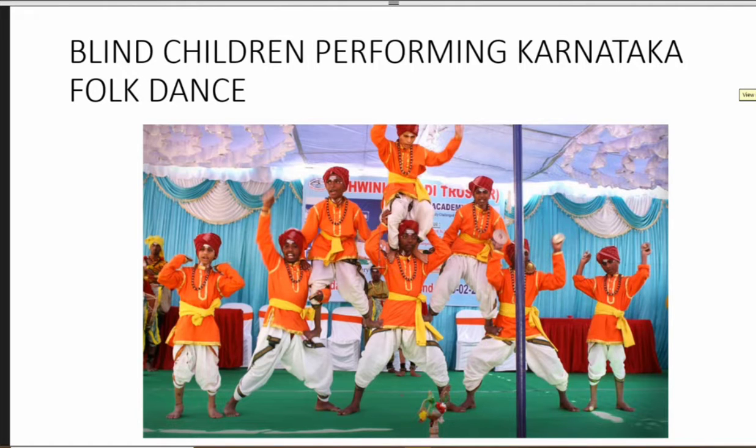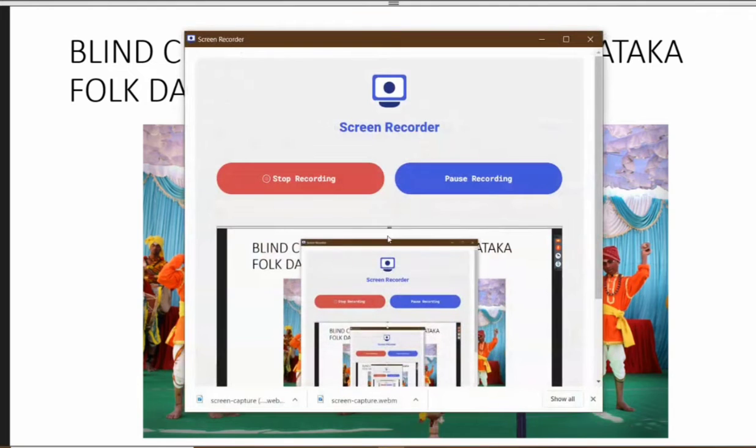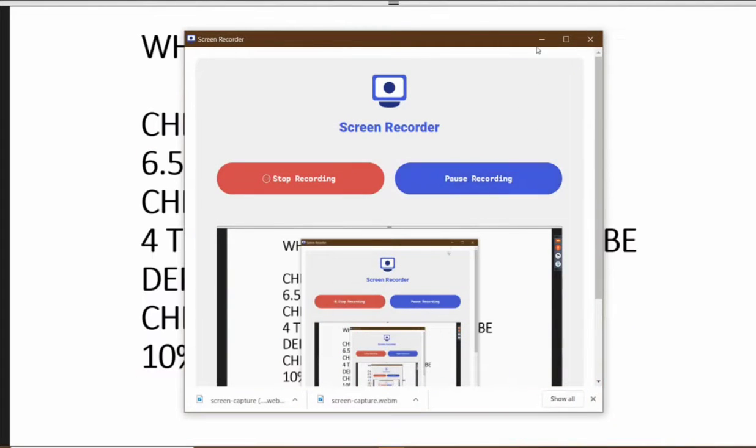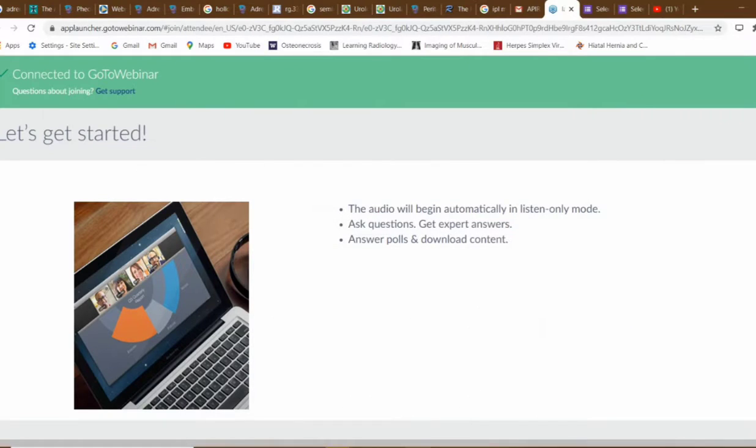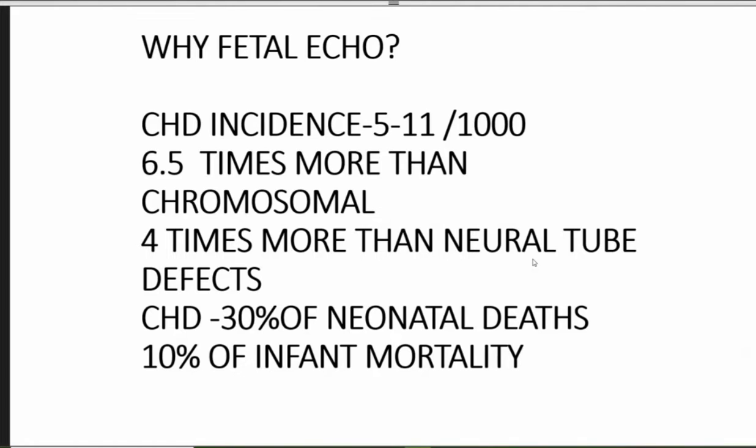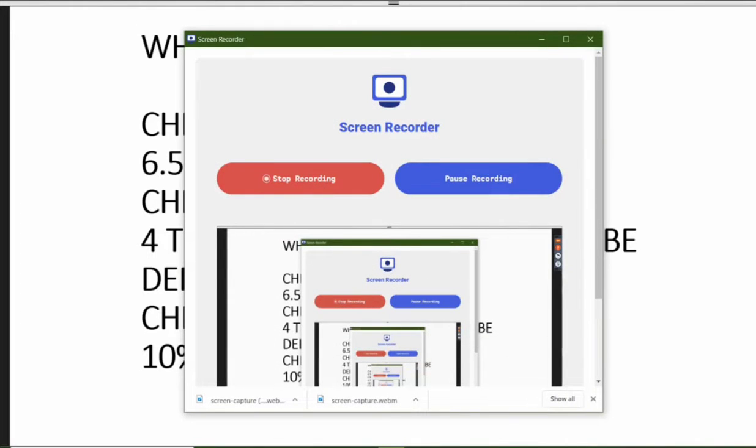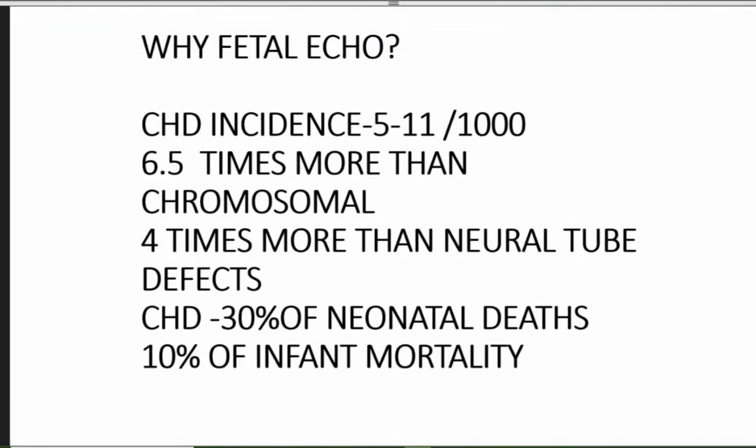So we have touched upon the embryology and the fetal circulation. Why should we do fetal echo? Cardiac anomalies are 6.5 times more than the routine anomalies, and also the association of chromosomal anomalies is high.